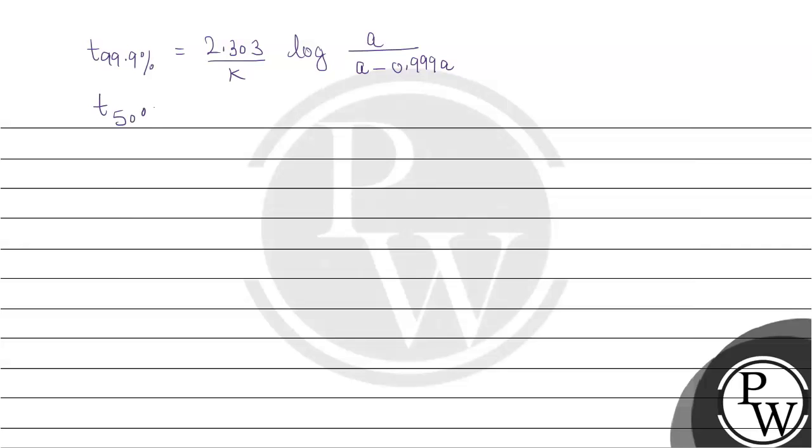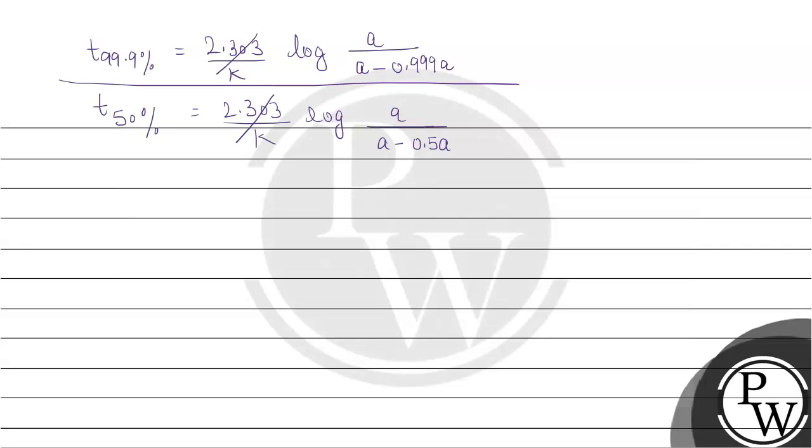T 50%, T half means 50%, that is 2.303 divided by K log of A divided by A minus 50%. The concentration of molecules that will have changed will be 0.5 A. So we will divide both equations. On division we will get T 99.9% divided by T 50%, which we can write as T half.